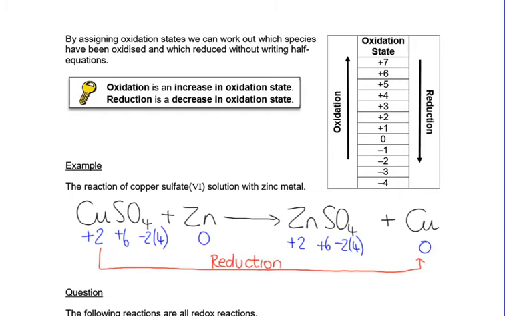Yes, we've gone from +2 to 0. The oxidation state has decreased. And for the zinc, we've got it going from 0 to +2. That must be oxidation, because the number has increased.